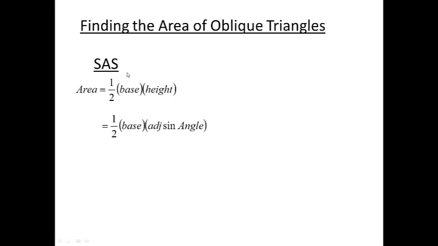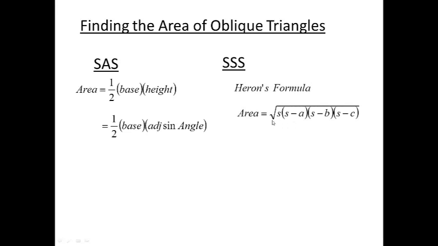All right. Number 6, finding the area of oblique triangles. Okay, we know how to find the area of a right triangle. It's 1/2 base times height. But we're going to have to find the height a different way. If we have side angle side, we're going to take the base times the adjacent side times the sine of the angle times 1/2, because that's what the height is. Okay? If we're given side, side, side, we have to use Heron's formula. All right. So this is Heron's formula, and S is the sum of all the sides divided by 2, or half of the sum of all the sides.